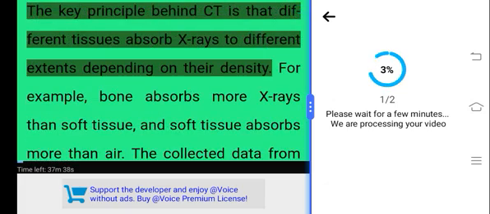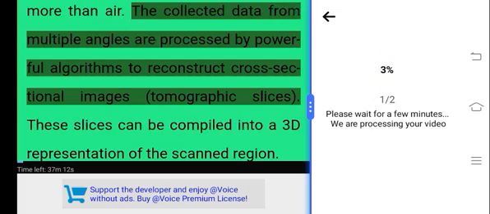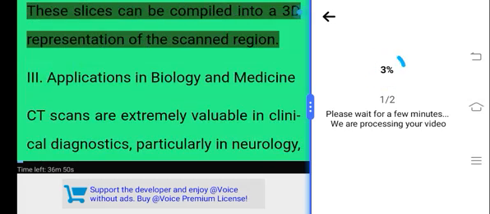The key principle behind CT is that different tissues absorb X-rays to different extents depending on their density. For example, bone absorbs more X-rays than soft tissue, and soft tissue absorbs more than air. The collected data from multiple angles are processed by powerful algorithms to reconstruct cross-sectional images, tomographic slices. These slices can be compiled into a 3D representation of the scanned region.